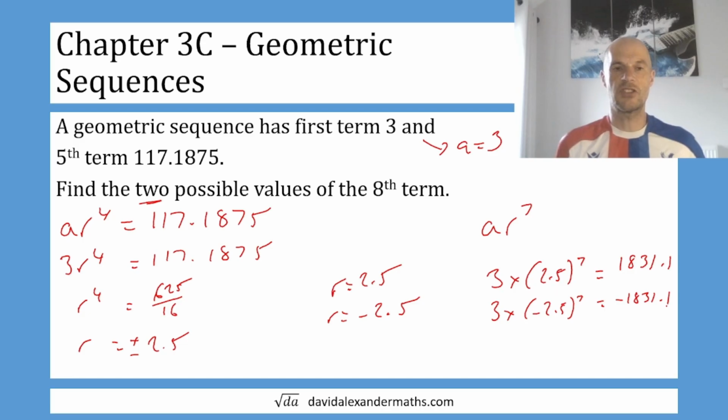1831.1. So yeah, just need to be careful that when you're square rooting or taking the fourth root or any even root, there is a negative as well as a positive solution there.